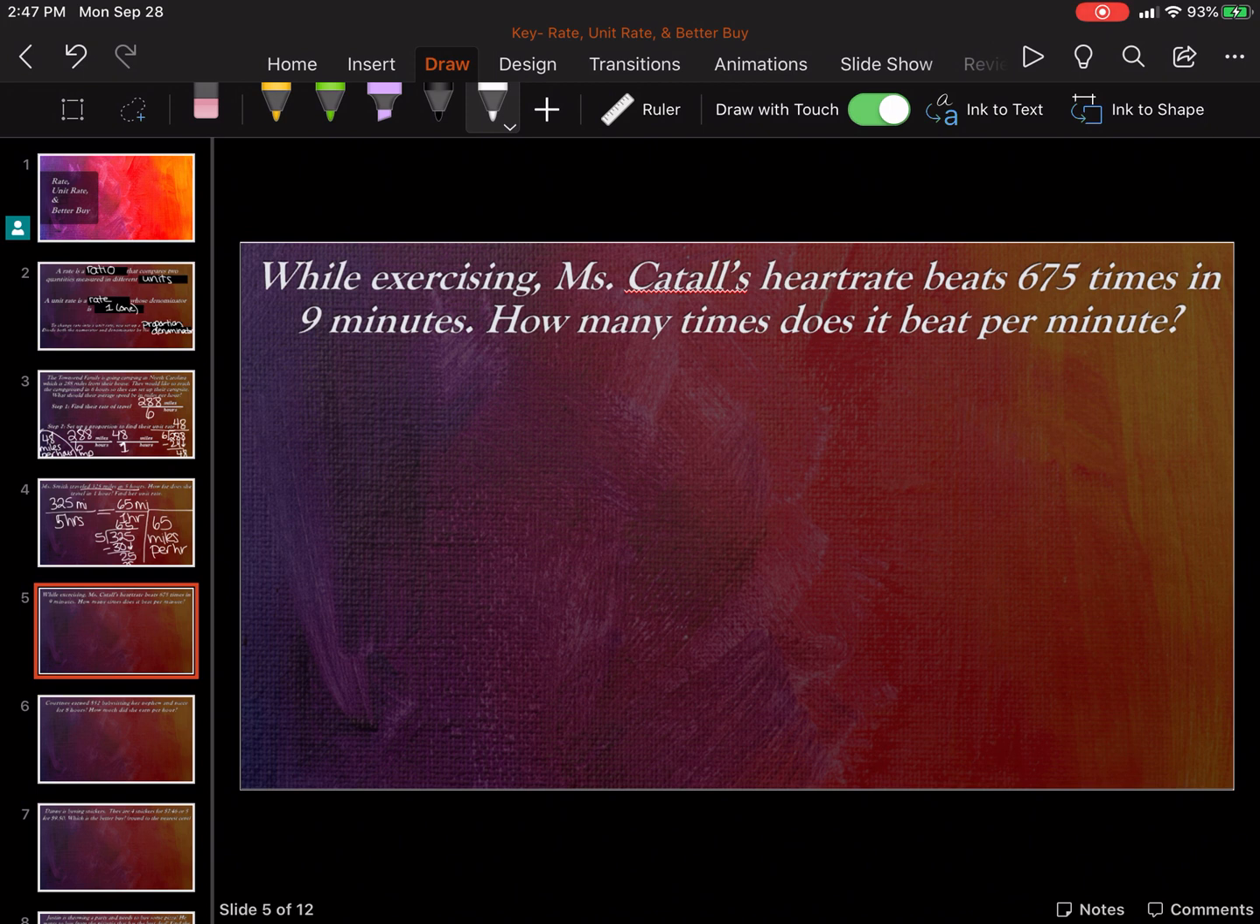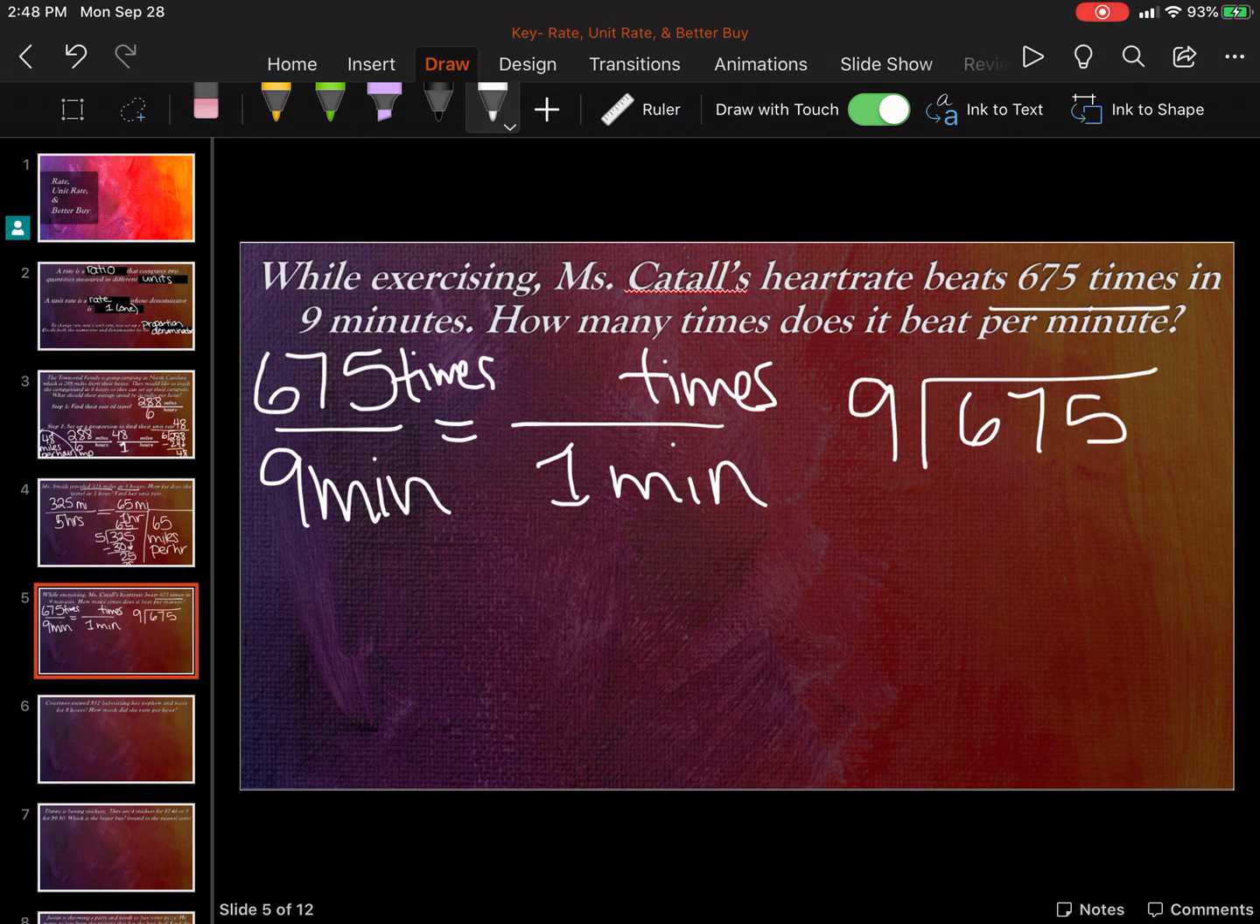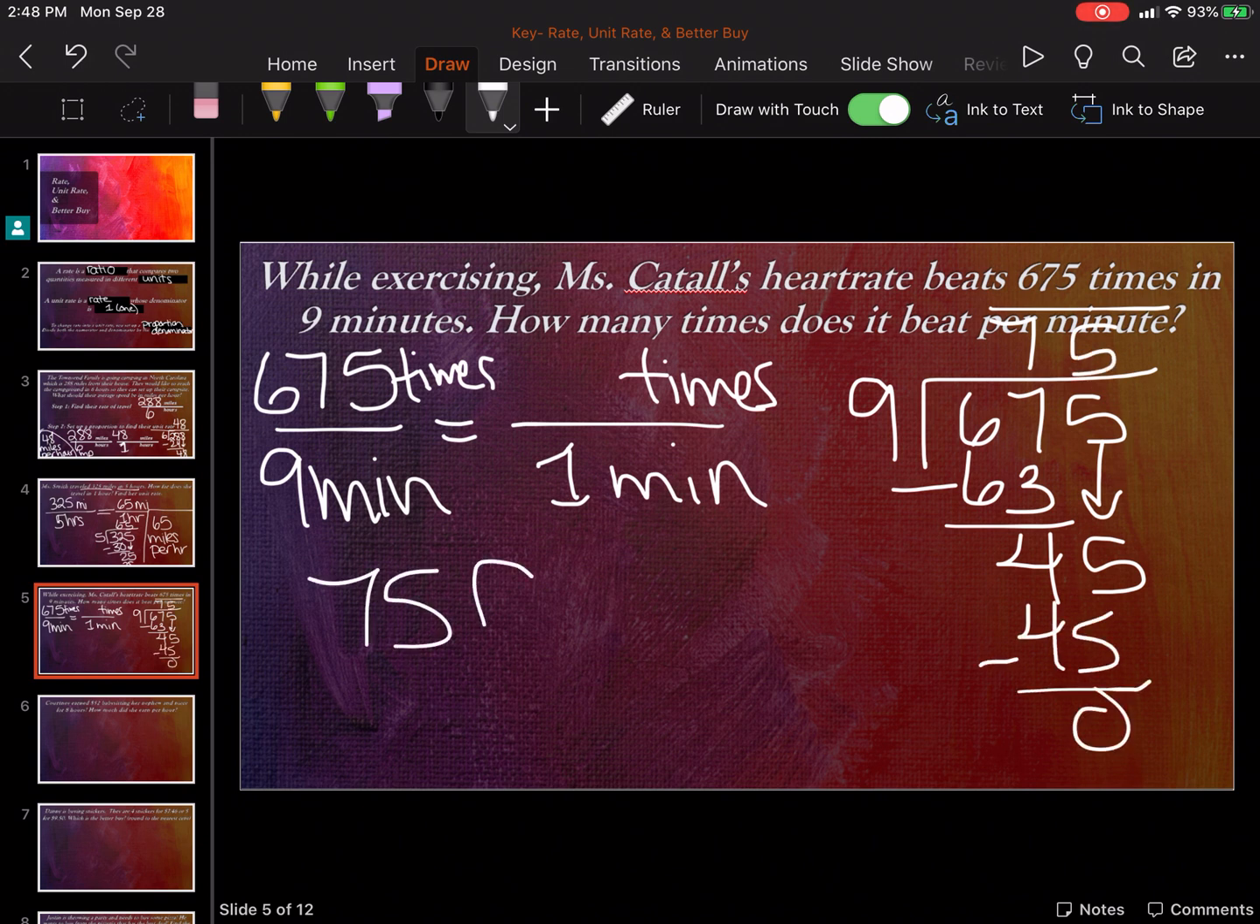While exercising, Miss Cattell's heartbeat is 675 times in 9 minutes. How much is it per minute? 675 times. We don't know how many times over here. 9 minutes in 1 minute. Cross multiply and divide. 9 times 7, 63. 4 left over. Bring down the 5. 5 times, 75 times per minute.